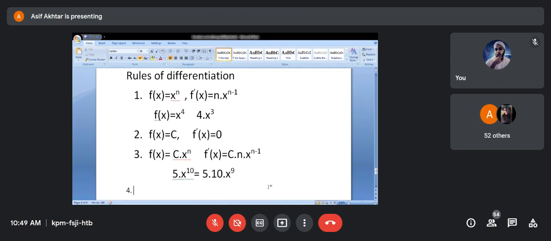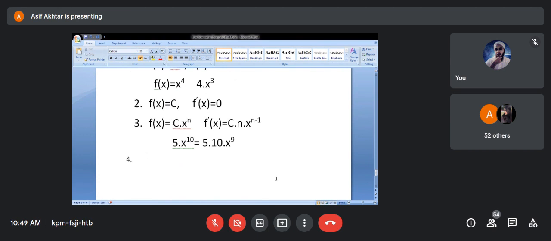The 4th rule of differentiation is not about the nature of the function. Sometimes the function is of that type. Function हमारे पास क्या होता है, किस तरह से होता है? Function होता है ऐसे होता है, f(x) equal to, and we have 10x raised to the power 2.